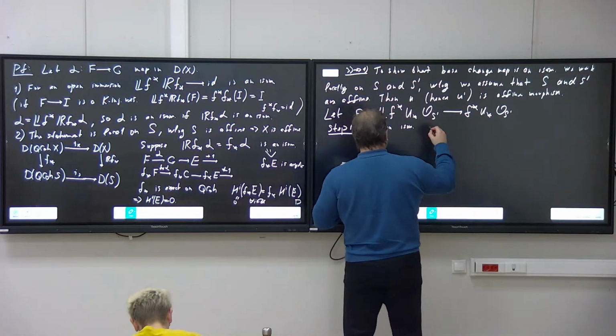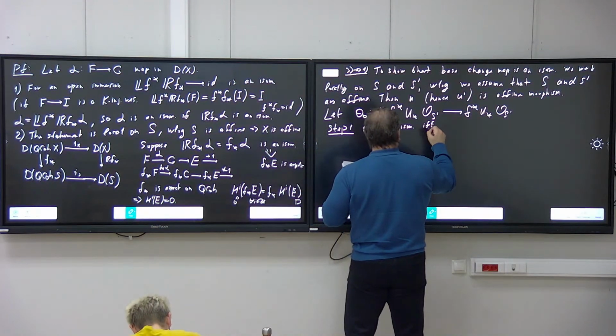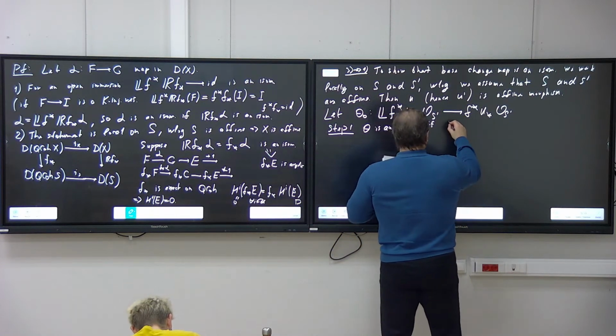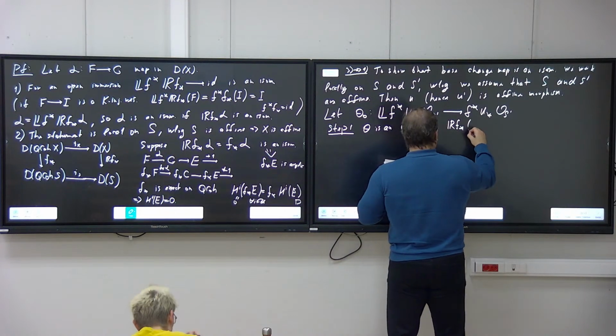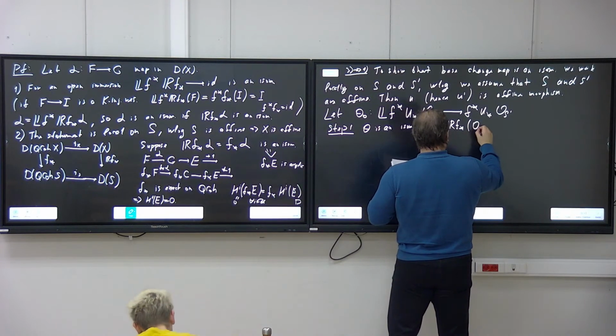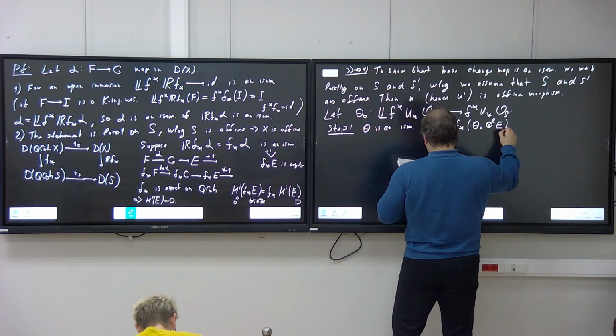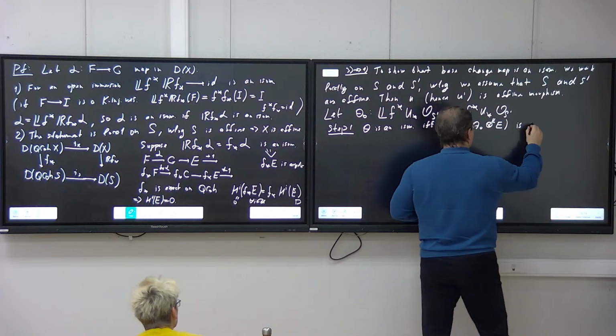So step 1 is the claim that theta is an isomorphism if and only if, similar to some computation that we've done before, the following: RF lower star applied to theta 0, then the product with E, is an isomorphism.